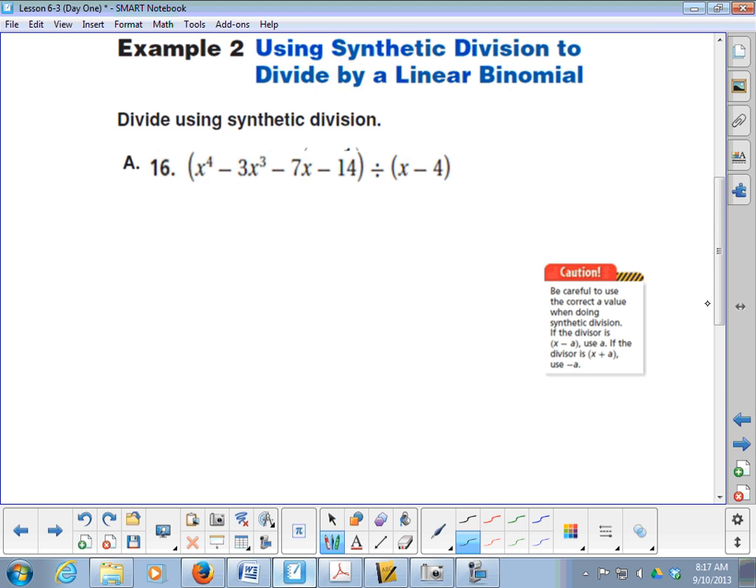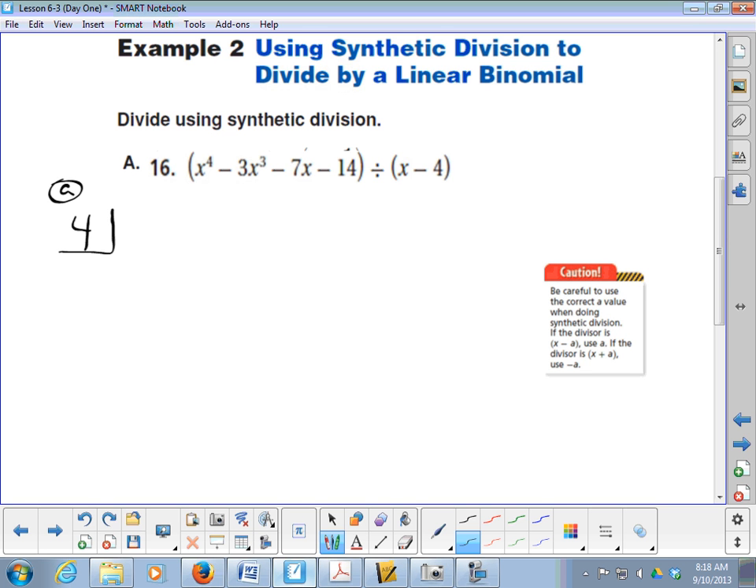4. I think of it a couple different ways. I think of it as the 0. If I wanted to find the 0 for this factor here, what would that 0 be? It would be 4. Or the value of a is 4. So we're going to take that value of a and put it right here in this little half a box. That's our value of a.